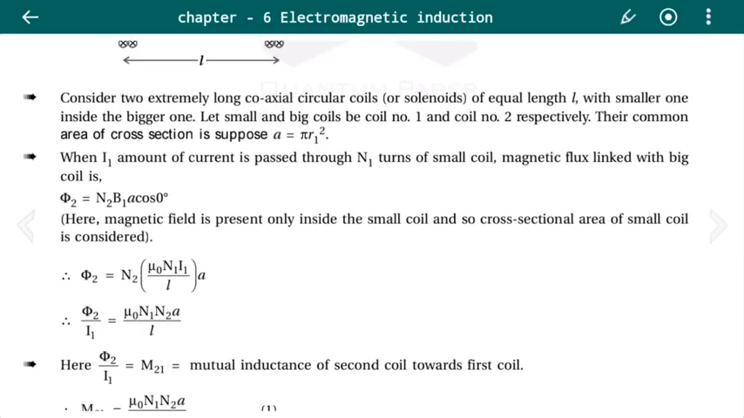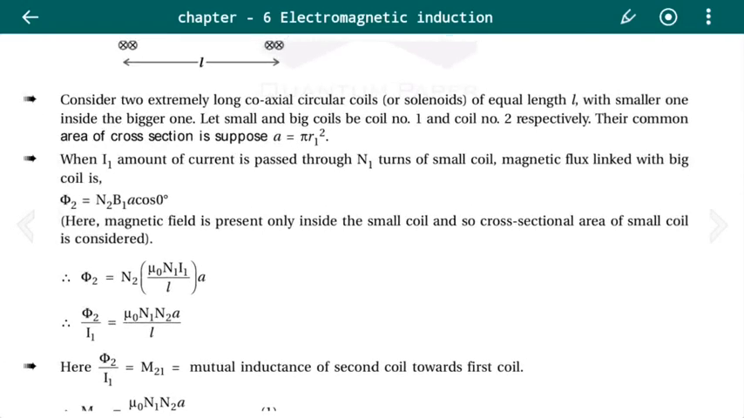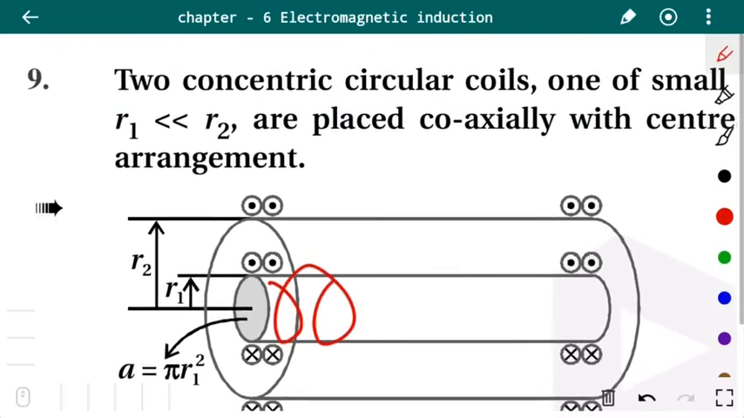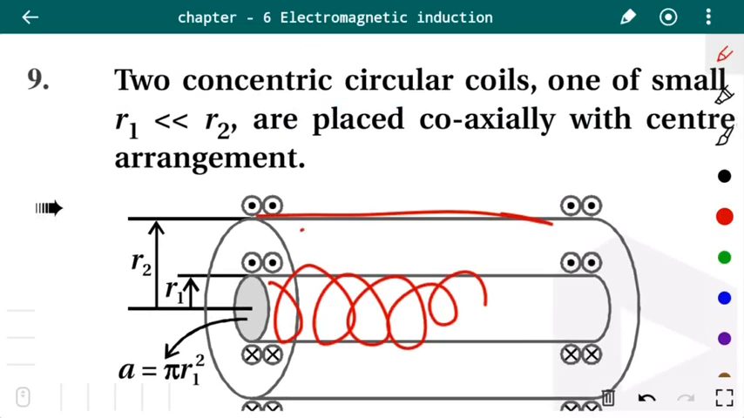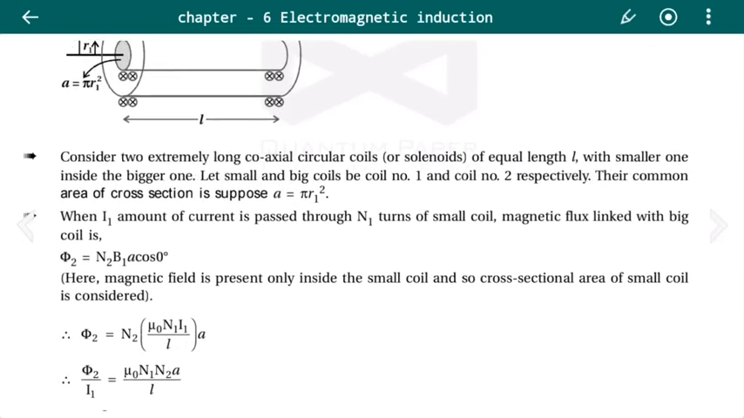Let I1 be the amount of current that is passing through the small coil. Let N1 be the turns of the smaller coil, and the magnetic flux linked with the big coil is phi2. So when the current is passing through the smaller solenoid, then the flux associated with the second coil, denoted by phi2, is equal to N B A cos theta.